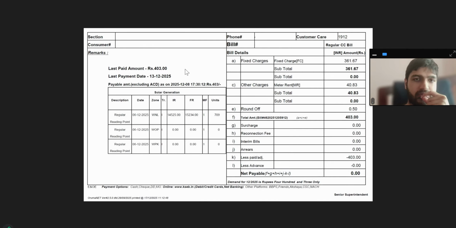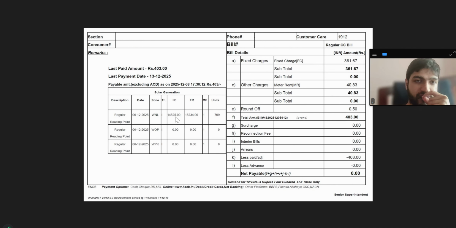The last paid amount. Since this bill is paid, the last paid amount is basically this bill, that is 403 rupees. The last payment date is when this bill was paid. The bill generated on 6th of December was paid on 13th of December.